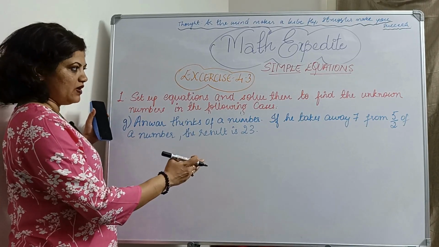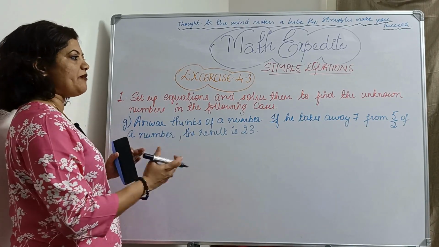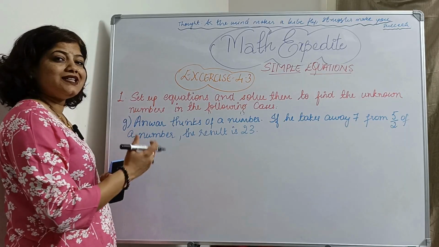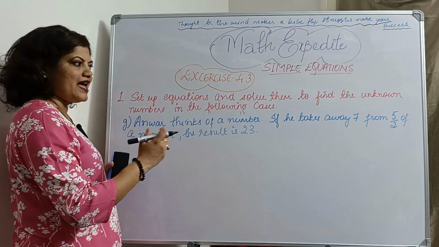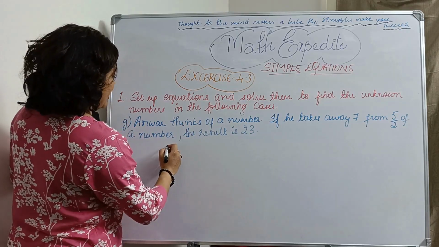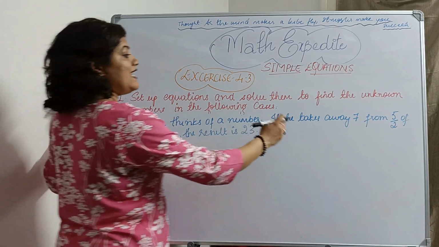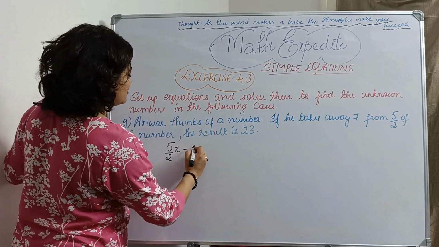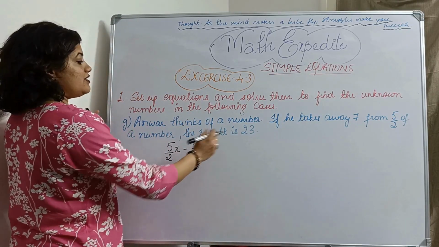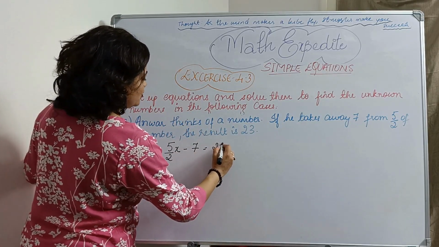Next one. Anwar thinks of a number. If he takes away 7 from 5 by 2 of a number, the result is 23. Let the number be x. So 5 by 2 of a number is 5 by 2x. So it's telling he takes away 7 from that. So minus 7. The result is 23. So this is the equation.